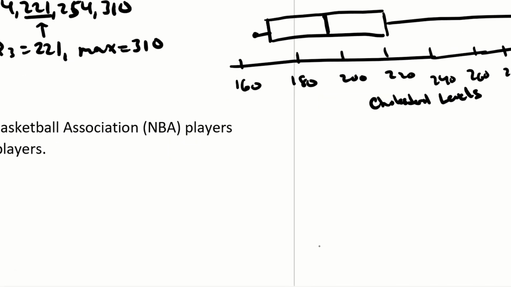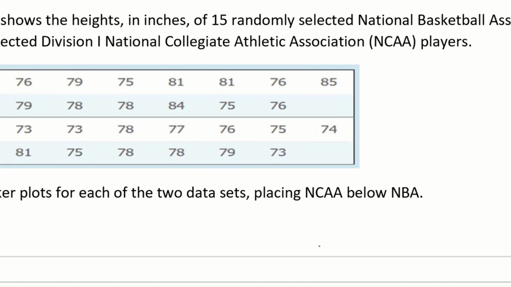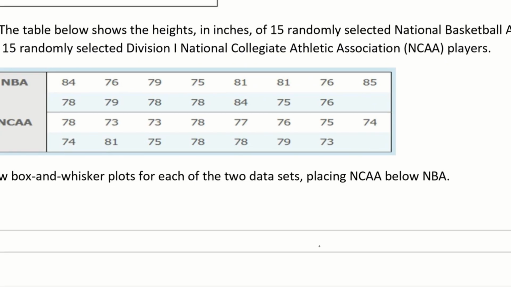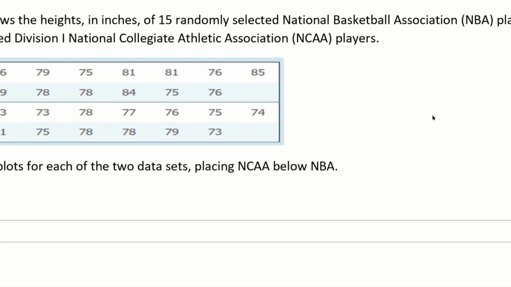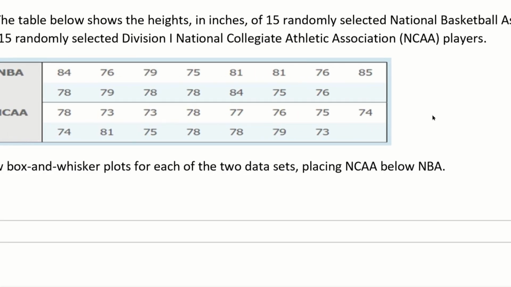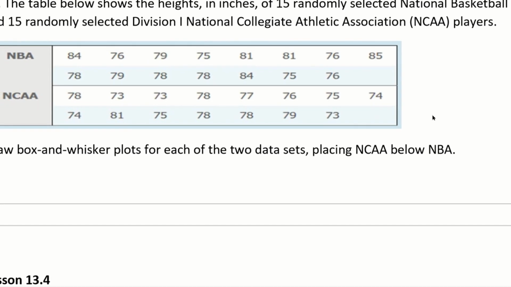All right. So number 20 says the table below shows the heights in inches of 15 randomly selected NBA players and 15 randomly selected Division One NCAA players. Draw box and whisker plots for each of the two data sets, placing NCAA below NBA.